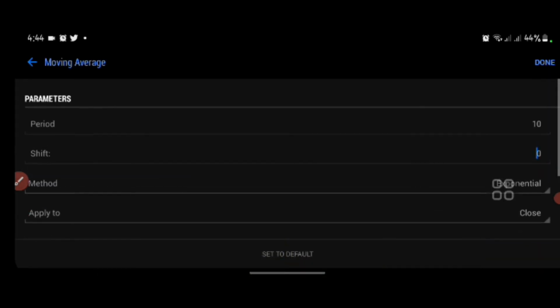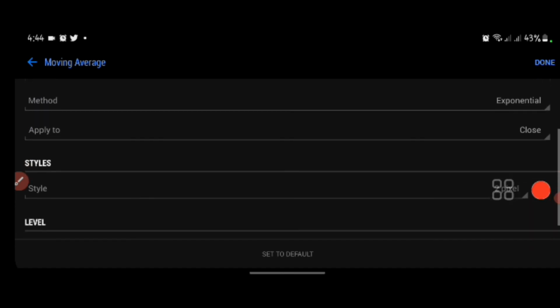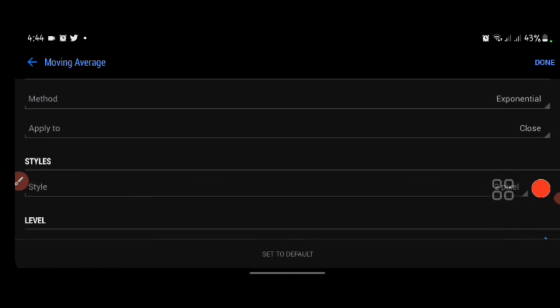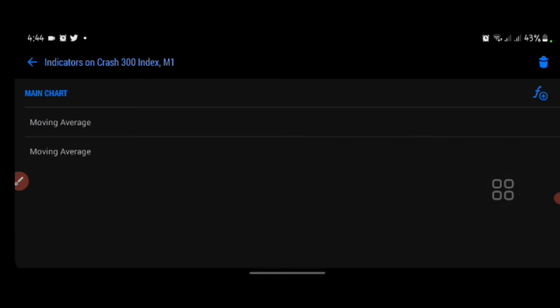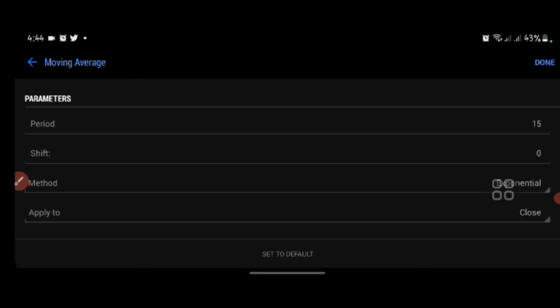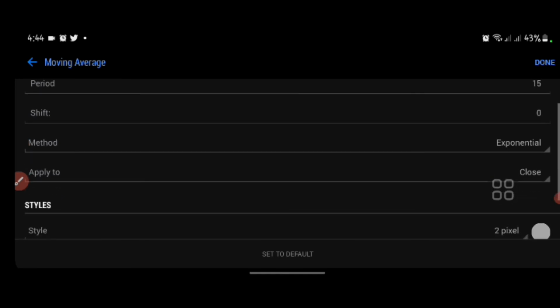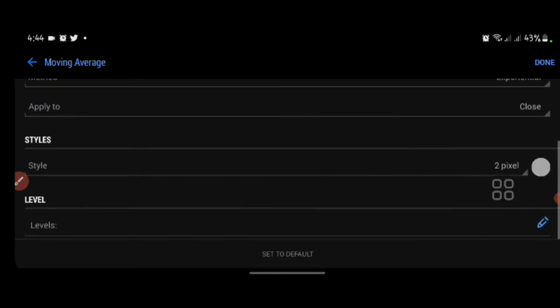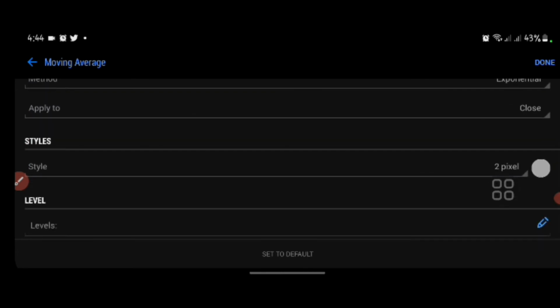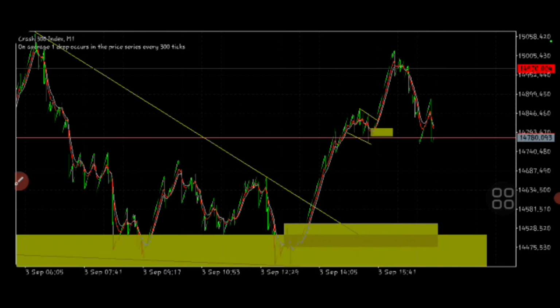Next and done. So I have the 10 period EMA, shift 0, method exponential, apply to close. You can choose your preferred color. That is the first EMA I use. The second one is the 15 period EMA, period 15, shift 0, method exponential, apply to close, and you can choose any color of your choice. So that is how we got these two lines on the chart.